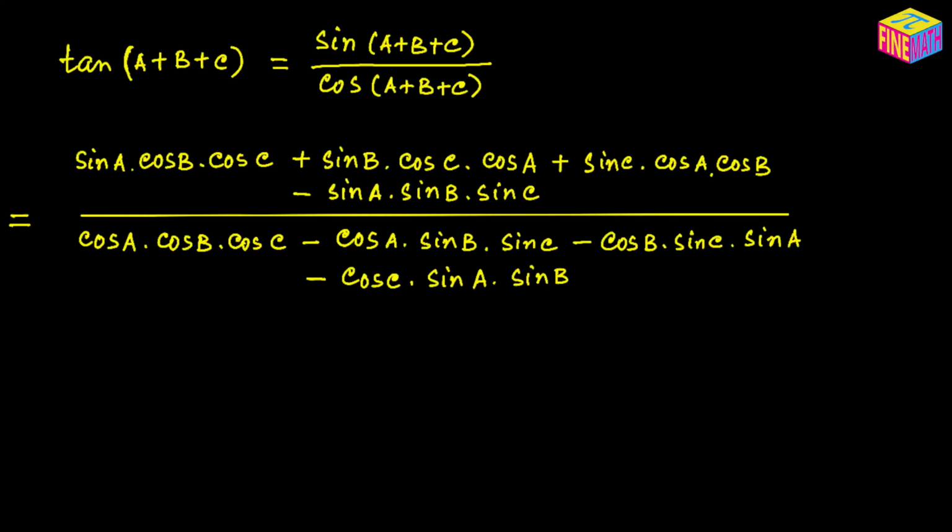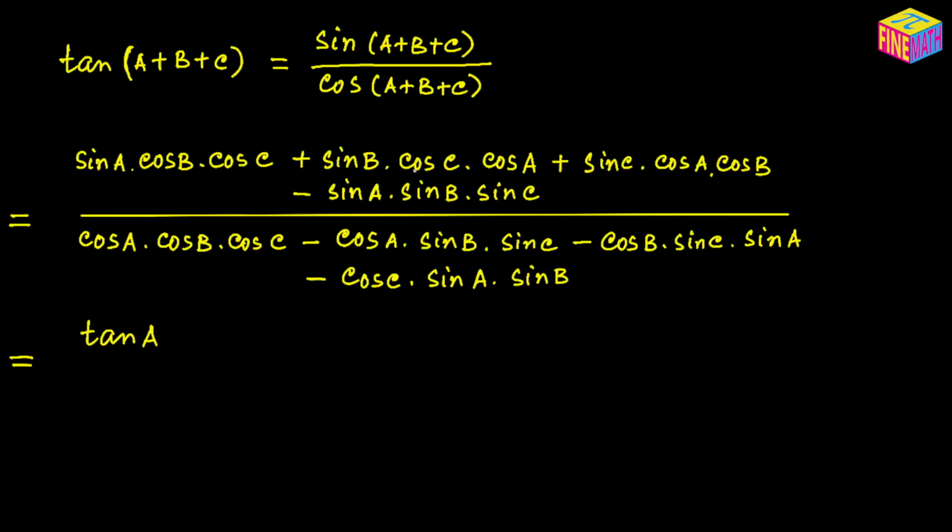And then if we divide the numerator and the denominator by cosine of a times cosine of b times cosine of c, can you imagine what's going to happen? Well, let's look at the first term in the numerator. If it is divided by cosine of a times cosine of b times cosine of c, the cosine of b and cosine of c will cancel out, and we will be left with sine of a divided by cosine of a. So clearly the first term is converting into tangent of a.